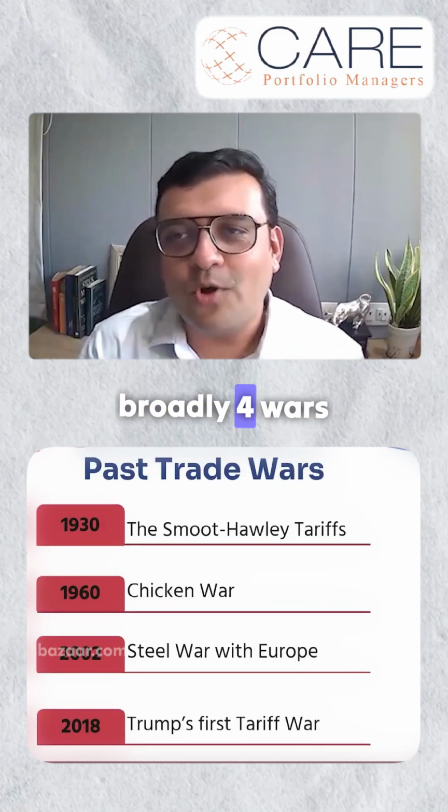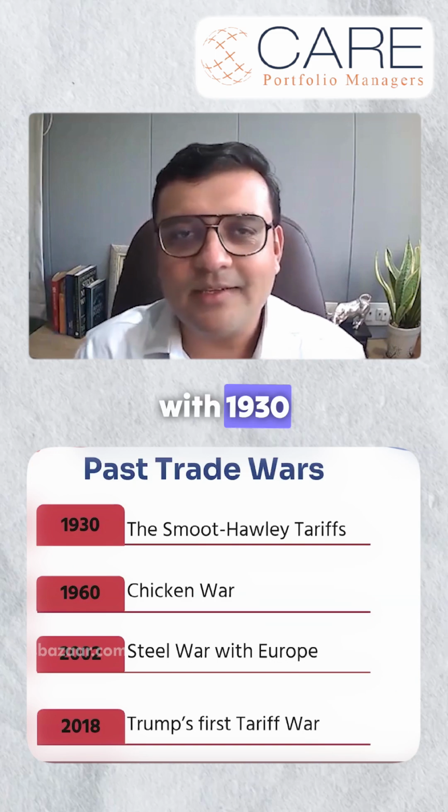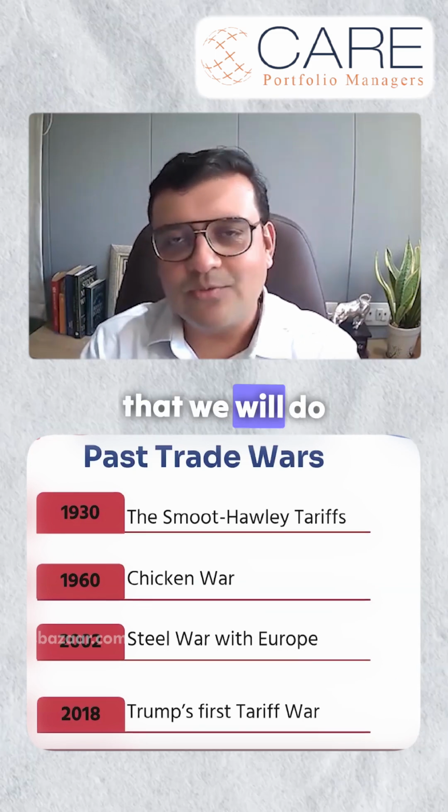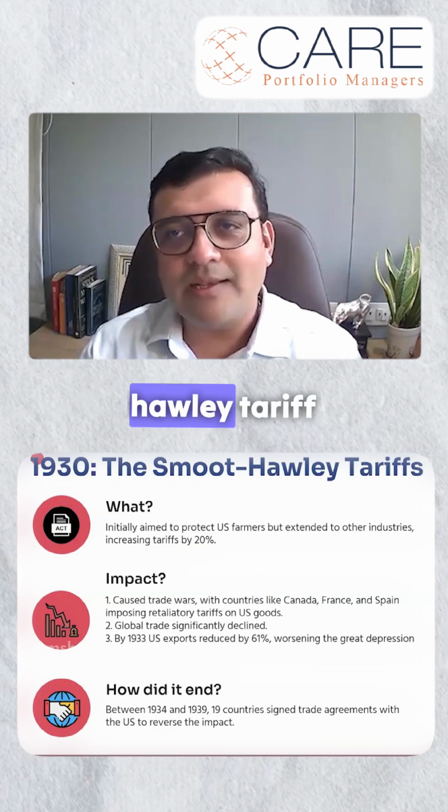So there are broadly 4 trade wars that have happened in the past, starting in 1930. So that's broadly the list that we'll do. We'll discuss it one by one. So first is the 1930 Smoot-Hawley Tariff.